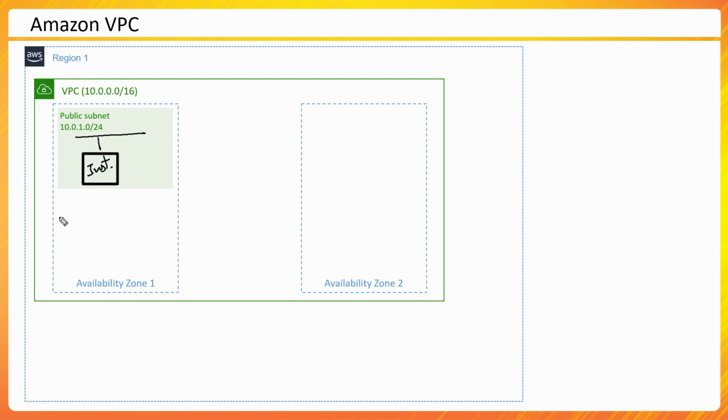So a subnet exists within an availability zone. I can create a subnet called public. I may create a subnet called private, another subnet called public in AZ2, another subnet called private in AZ2. That's how I can do it. Right. So let's go ahead and create this.